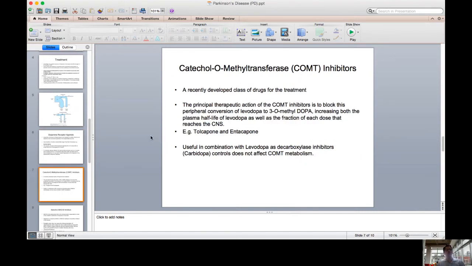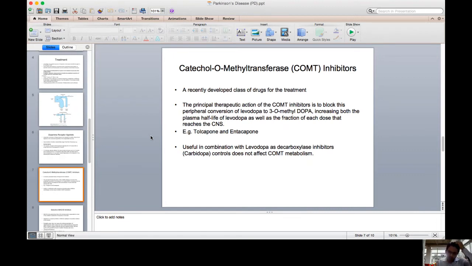Now, if you remember the diagram from a few slides back, catechol O-methyltransferase inhibitors are a relatively recently developed class of drugs. COMT, catechol O-methyltransferase, is the enzyme responsible for breaking down, or cleaving, the dopamine after its activity. So, if we inhibit this by using COMT inhibitors, then the resultant action is going to be what?